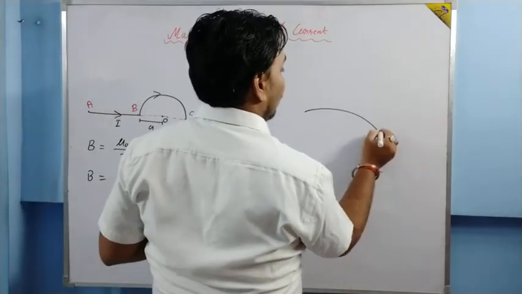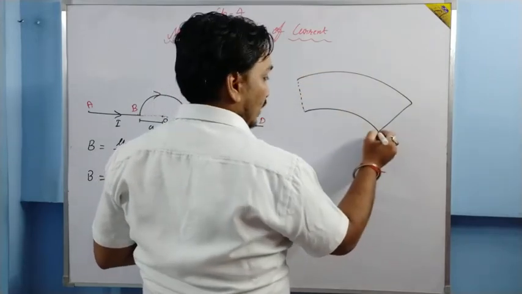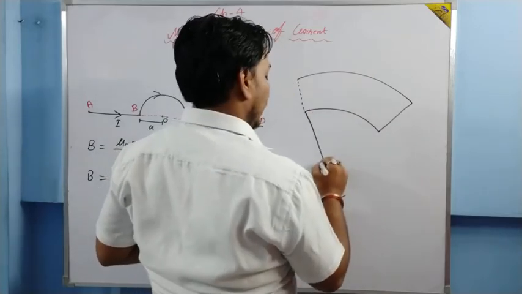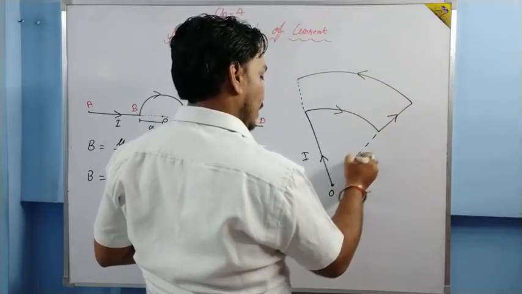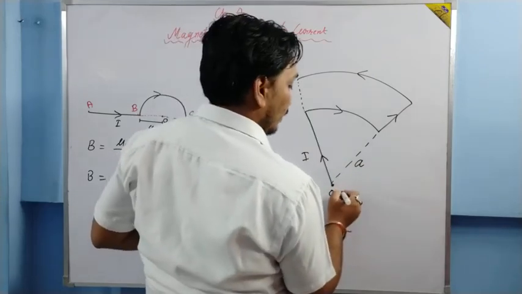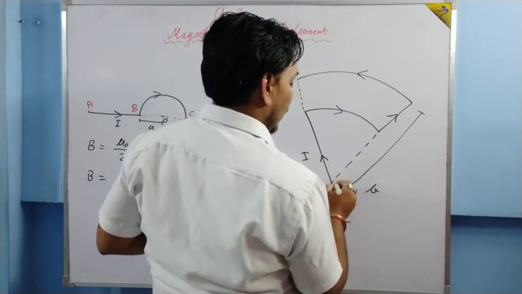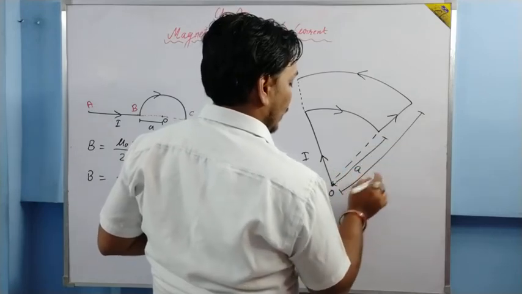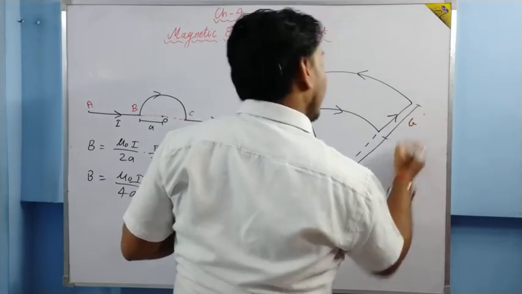Suppose a circular section is given like this. This is the point. Suppose current goes like this. This is A, and from here till here it is A. Let this be B. From here till here it is B. Right?